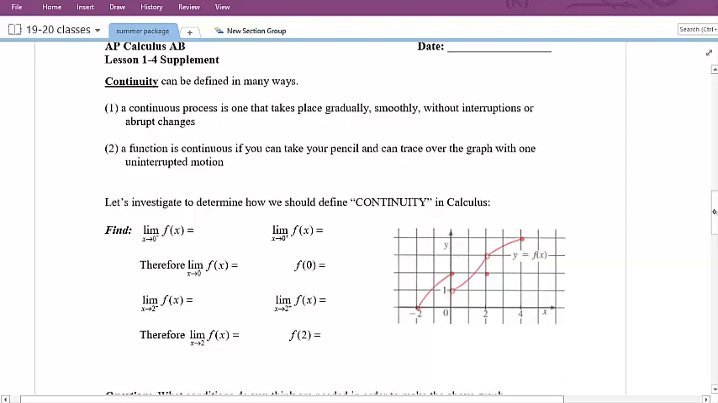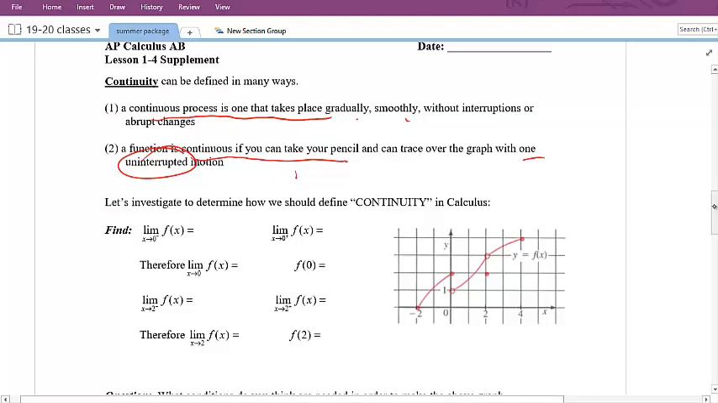So to continue with this idea of limits, we often in calculus talk about something called continuity. Continuity can be defined in many ways, but one of the most basic ways of thinking about it is a continuous process. Gradually but smoothly, it changes without interruptions. A lot of times that's kind of hard to understand, so think about it like this. If I could take a pencil and trace over the graph with one uninterrupted motion, so I don't have to lift up my pen and put it back down, or do something weird to fill in the hole, then we know the function is continuous.